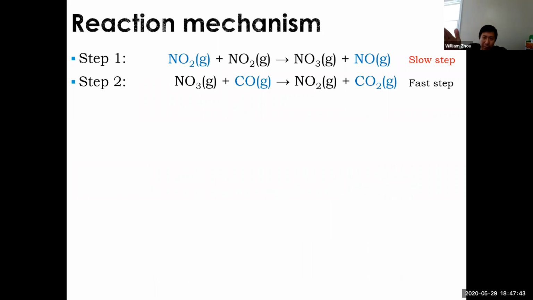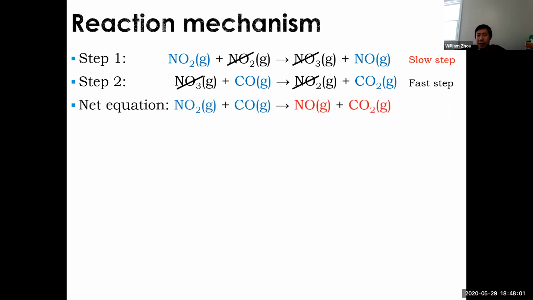This really shows you that. Okay, so here you have the two steps. The top equation, step 1, is slow. That's the rate determining step. You can cancel the NO3s. That's the reaction intermediate. You can cancel the NO2s, because they happen on both sides, and you write your net equation. Oh, that's exactly what you have. This is your final product.